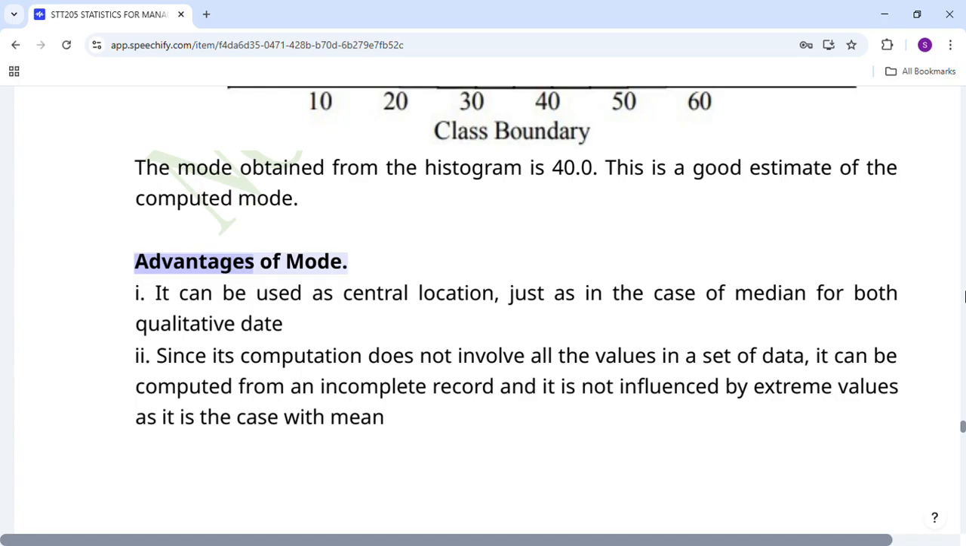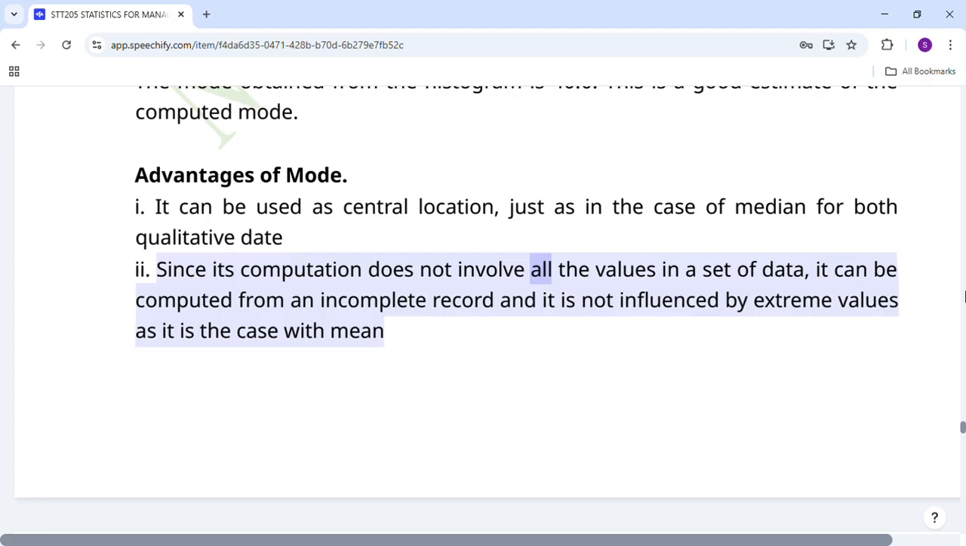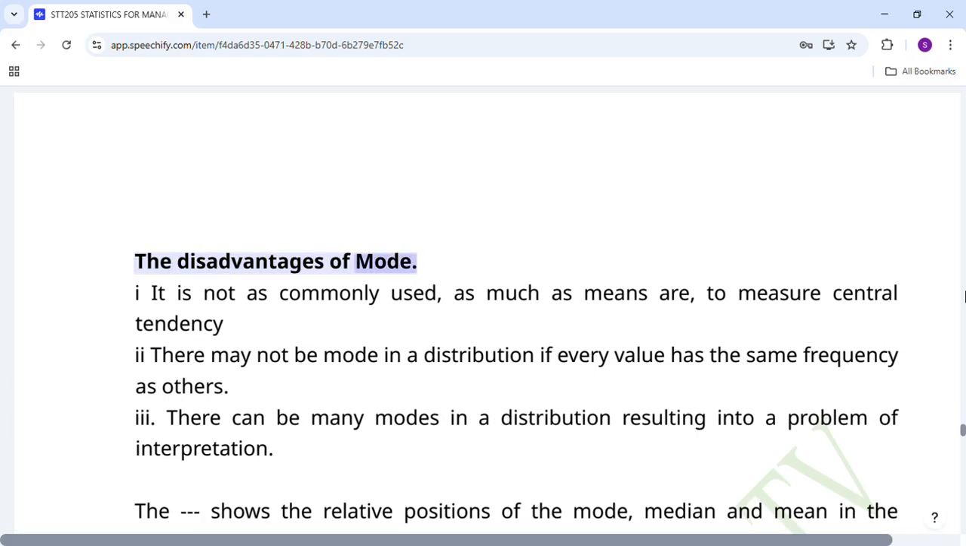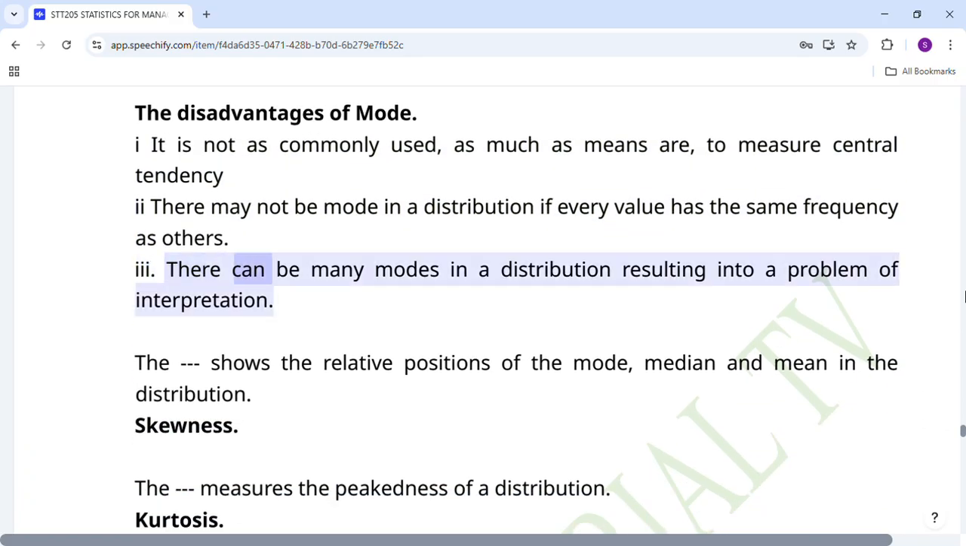Advantages of mode. It can be used as a central location, just as in the case of median, for qualitative data too. Since its computation does not involve all the values in a set of data, it can be computed from an incomplete record and it is not influenced by extreme values as it is the case with mean. The disadvantages of mode. 1. It is not as commonly used as mean to measure central tendency. 2. There may not be a mode in a distribution if every value has the same frequency as others. 3. There can be many modes in a distribution, resulting in a problem of interpretation.